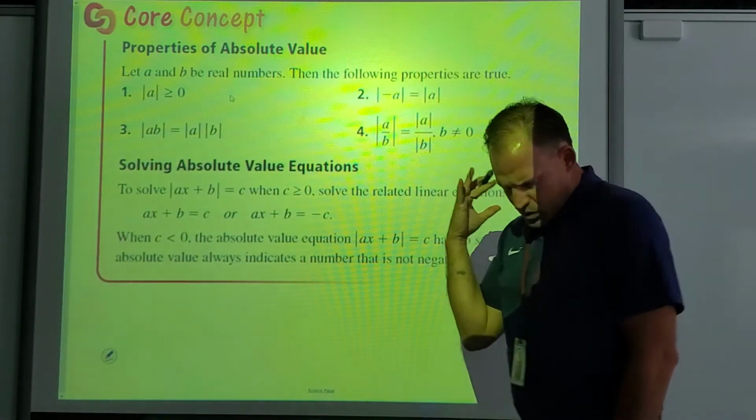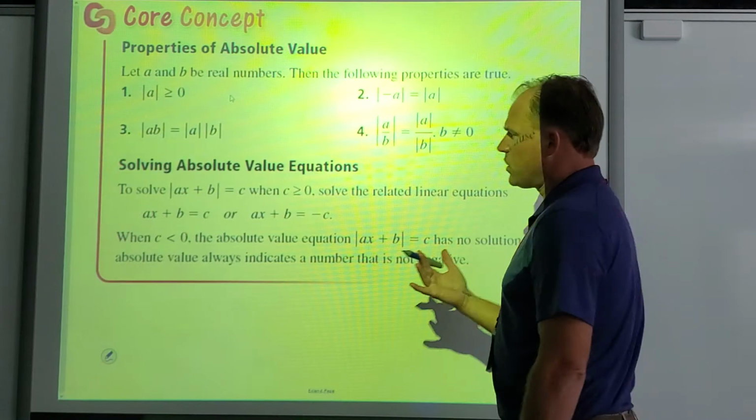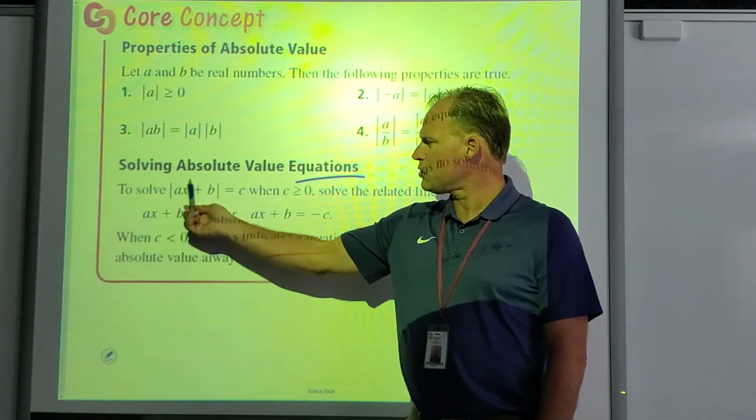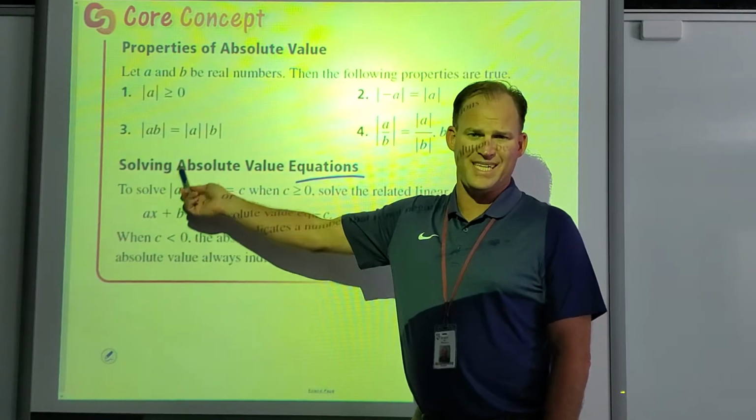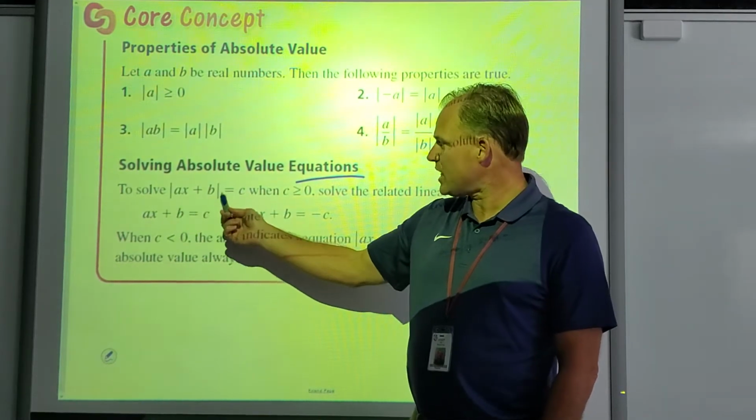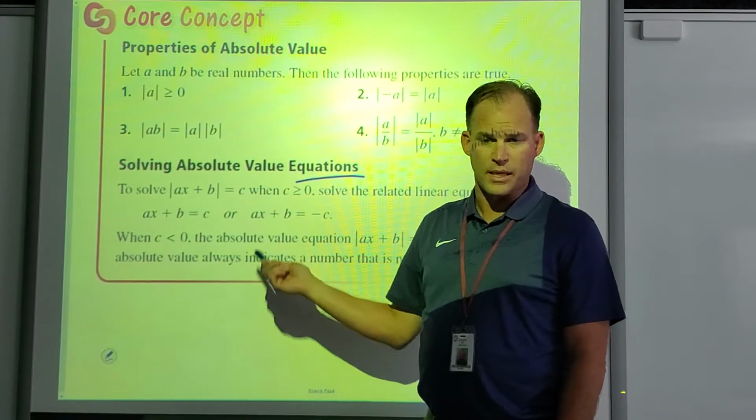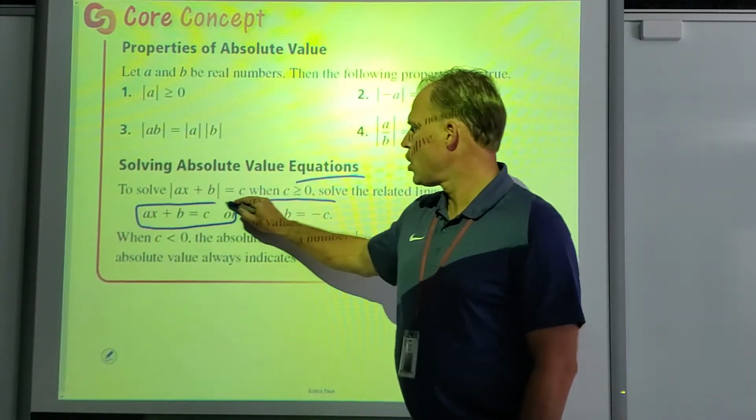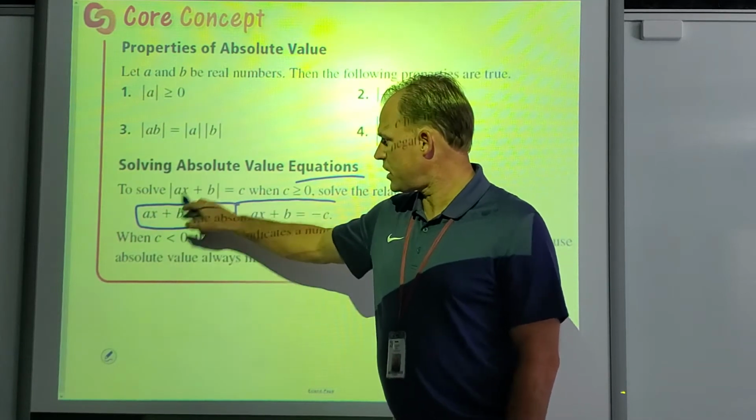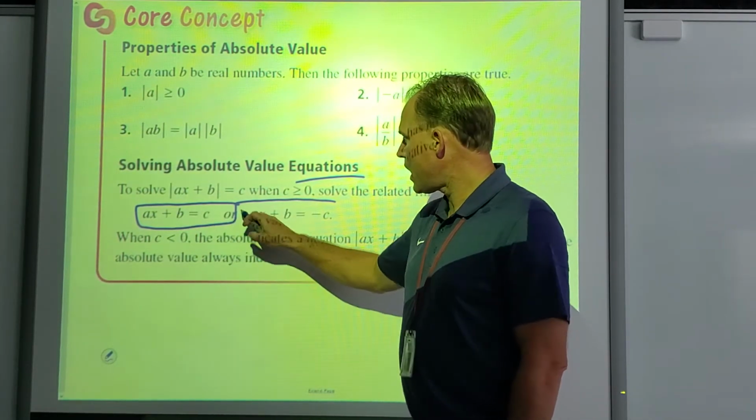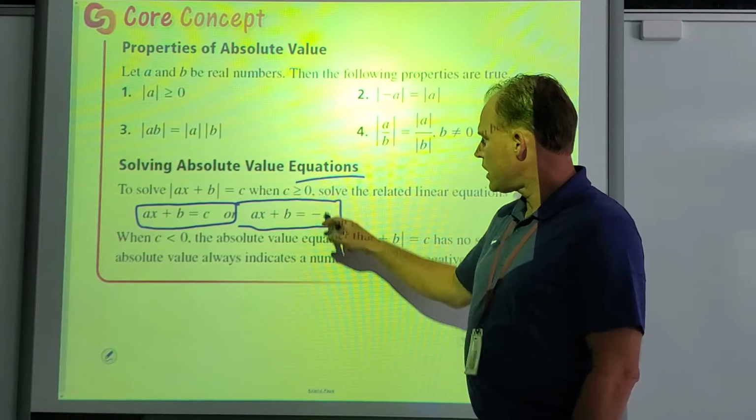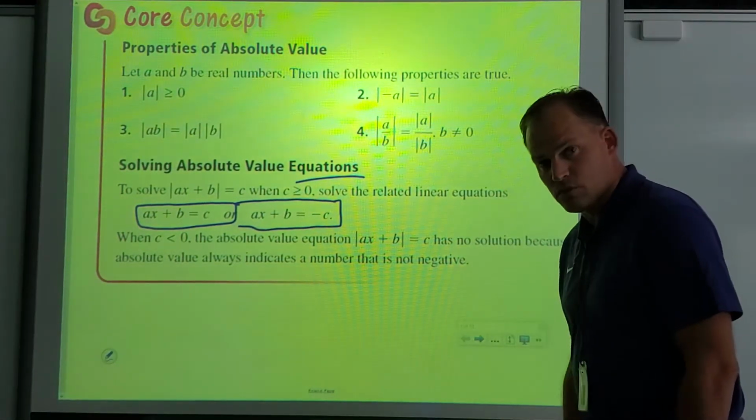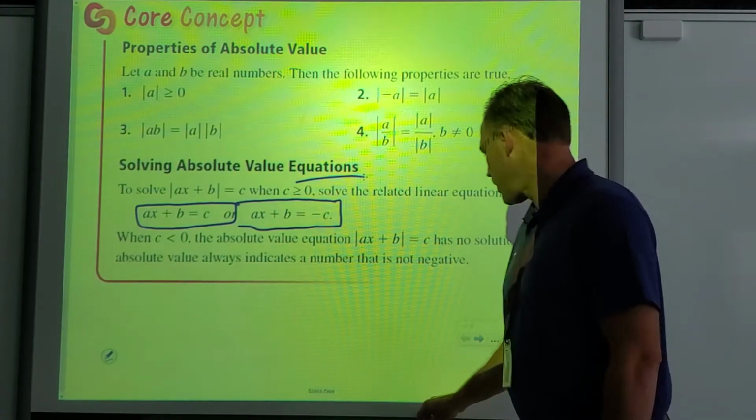But the important thing, and what's new for us today, is solving absolute value equations. So if I have the absolute value of some sort of expression equal to C, then what you do is you write two equations. One of them, notice everything in here stays the same, equal to C, and one of them equal to the opposite of C. And then you solve both of those equations.